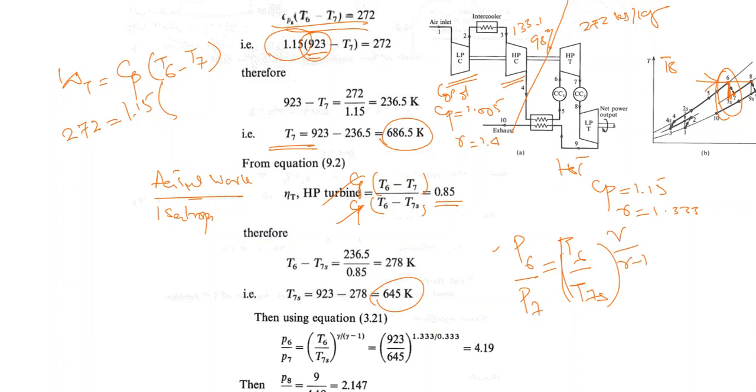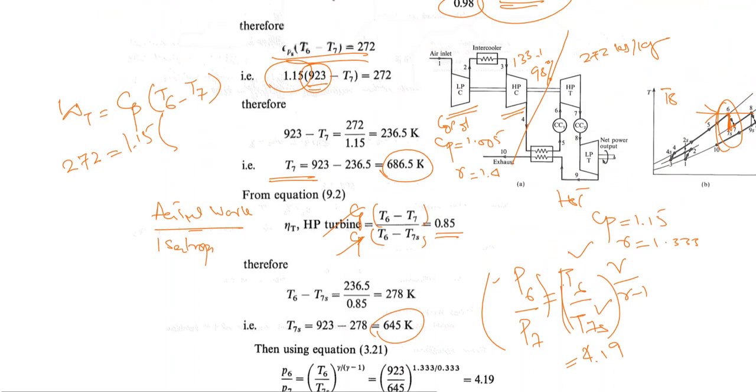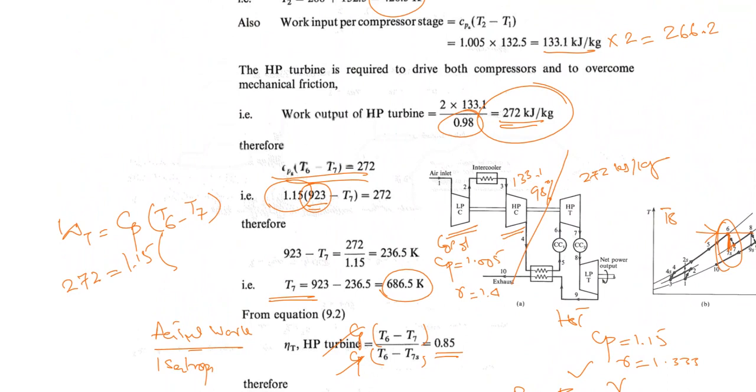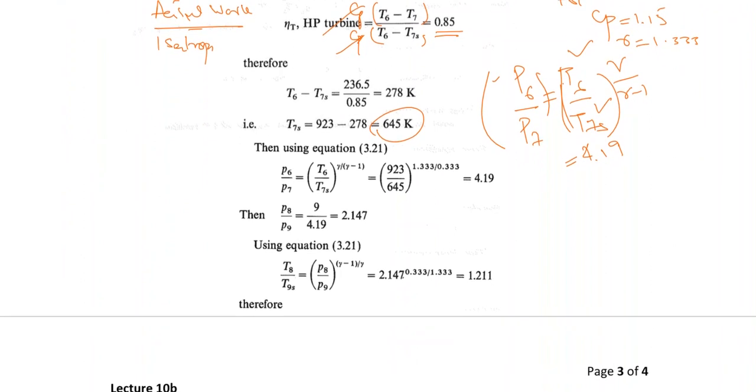Using the temperature T6, I've got temperature T7 as well. So I can find the pressure ratio, which is 4.19 now. Assuming the total pressure ratio is 9, I can find P8 by P9, which is actually the expansion in the second stage of the turbine, from 8 to 9. So I can find the expansion in the second stage, which is 2.147.